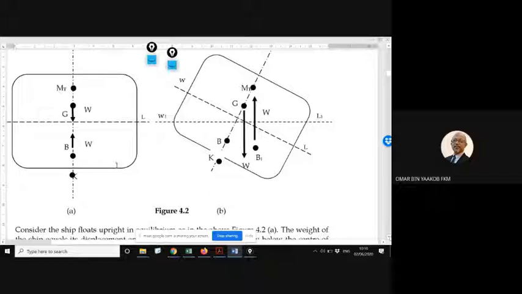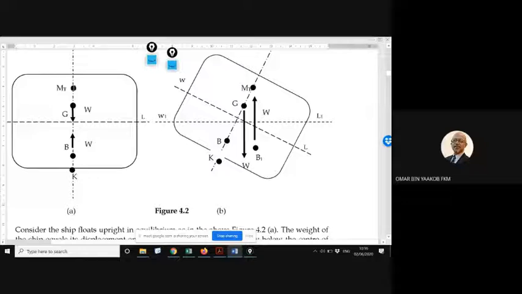So we have the keel. This point is supposed to be a bit further up. It has moved actually. All the points have moved. The whole thing is moving. Okay, never mind. So this is the keel, and this is the center of buoyancy, this is the center of gravity, and this is the metacenter.